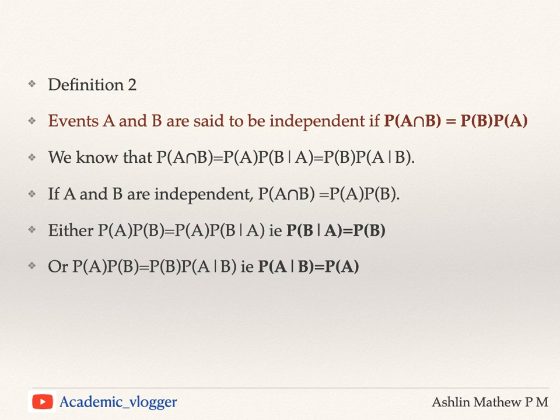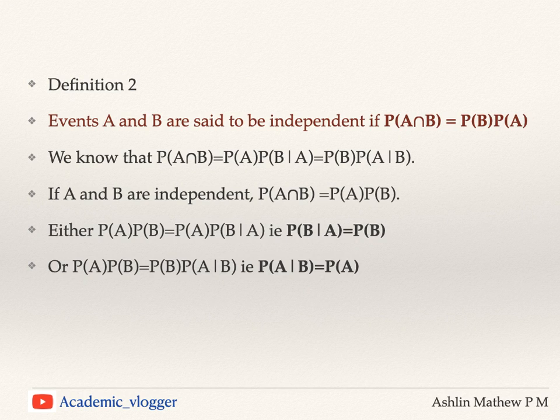Since if A and B are independent, then we know probability of A intersection B can be written as probability of A into probability of B. We can replace probability of A intersection B by probability of A into probability of B, which is equal to probability of A into probability of B given A, from which we get the conditions of definition 1.